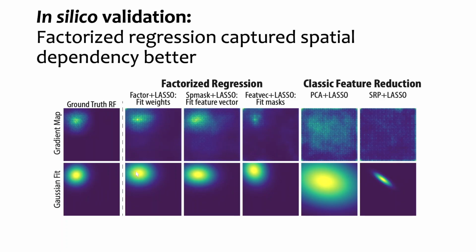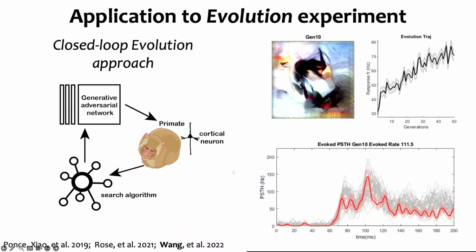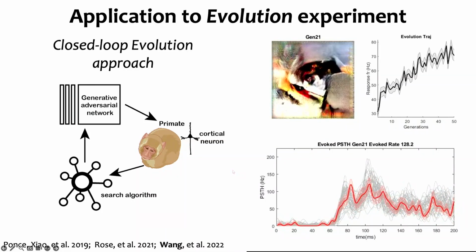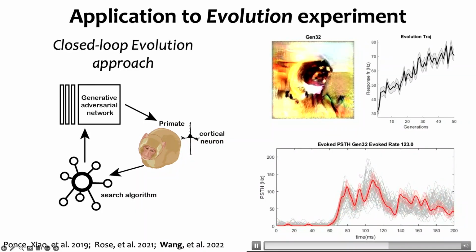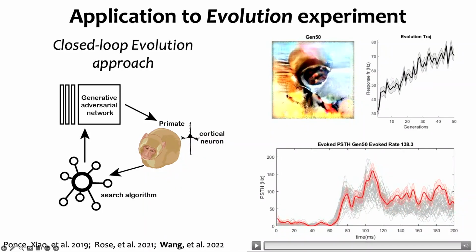Given these methods, we applied them to one of our previous datasets on the neural guided image synthesis experiment. In this experiment, it's pretty interesting. There's a monkey sitting there looking at the screen, and we have optimization algorithms propose images to the monkey. The algorithms gradually morph the images to increase the firing rate of the neurons. You can see the post-stimulus time histogram, the PSTH, keeps going up, and the firing rate of the neurons keeps going up. In the end, the image seems to converge to something that looks like maybe parts of objects.